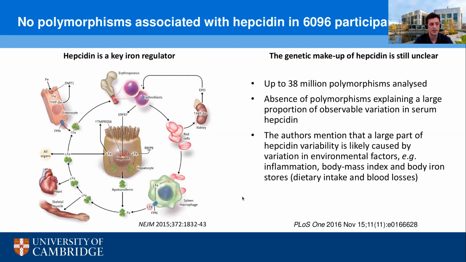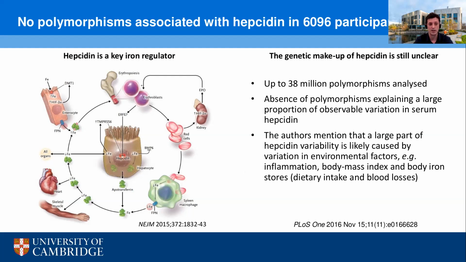Hepcidin is a key regulator of iron and is kind of at the center of iron regulation. It essentially suppresses iron absorption from the intestine and from red blood cells. However, we don't know much about the genetic polymorphisms that are associated with it. A study was published 7 years ago now that was actually quite a good study and analyzed more than 30 million polymorphisms, but they couldn't find polymorphisms explaining a large proportion of the observable variation in hepcidin.